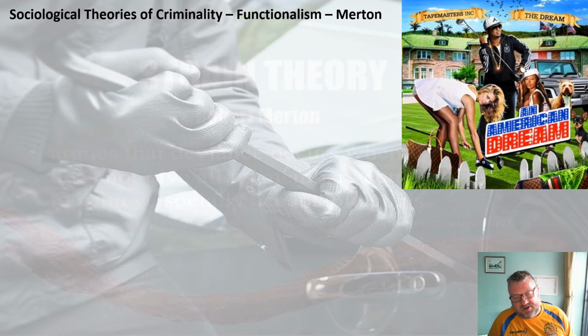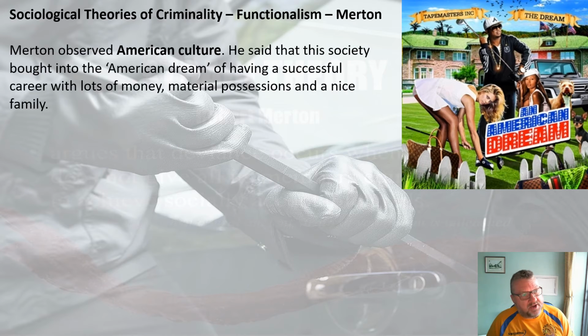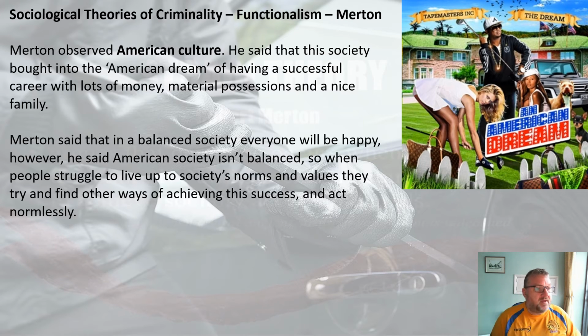So as I said, Merton observes American culture, and he said that this society bought into what he called the American dream: having a successful career, lots of money, material possessions, nice family, etc. And Merton said that in a balanced society, everyone will be happy. However, for Merton, American society isn't balanced. So when people struggle to live up to society's norms and values, they try and find other ways of achieving this success and act normlessly.